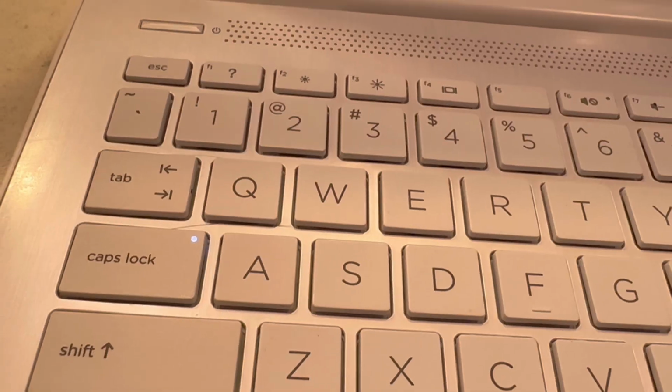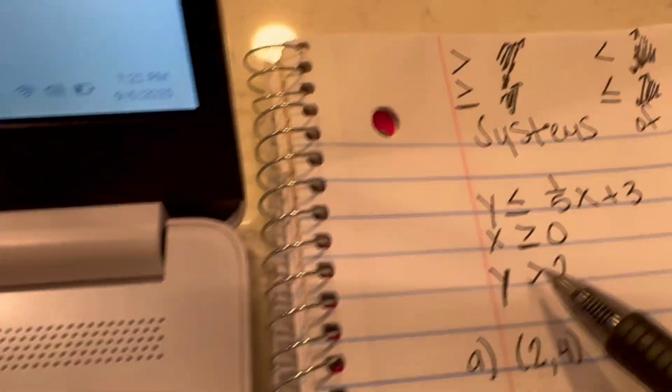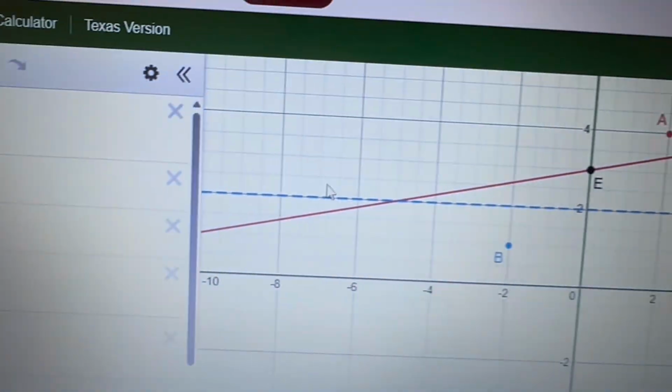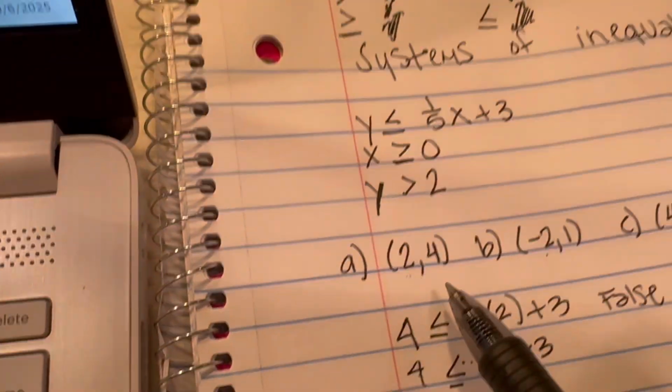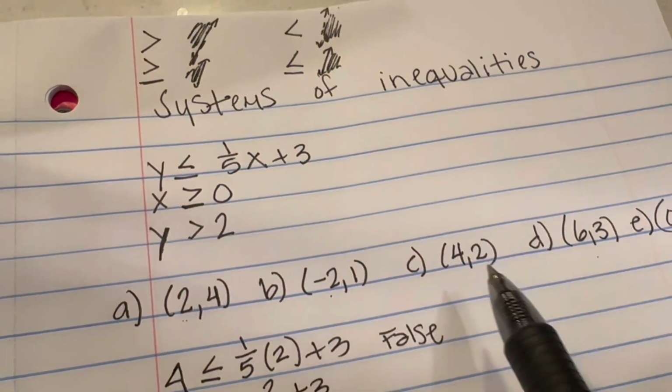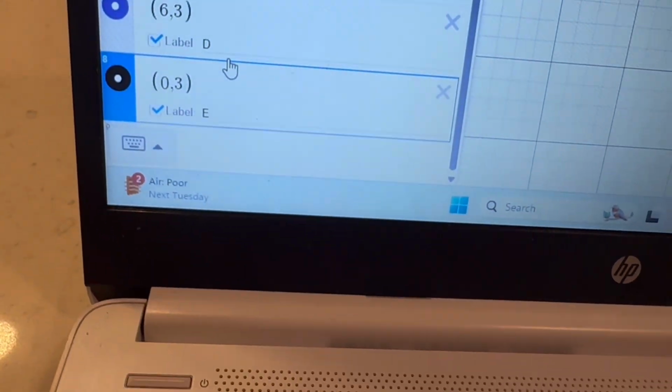Okay, once you do that, double check your entries. 1/5 x plus 3. x equals 0. y equals 2. This one's a dashed line. The third one, the blue one, is dashed. Then the points: 2, 4, negative 2, 1, 4, 2, 6, 3, and then 0, 3. Okay, double check your work.